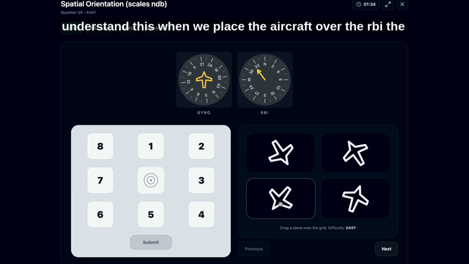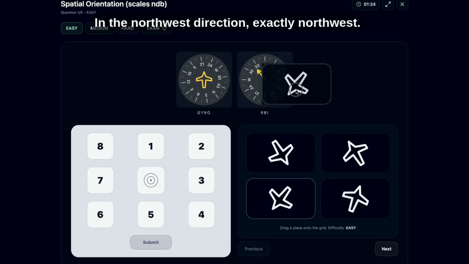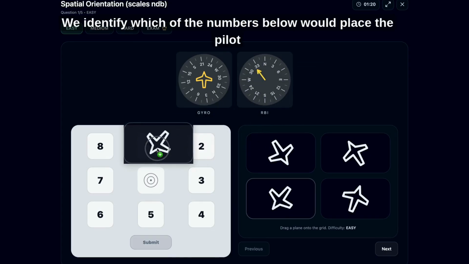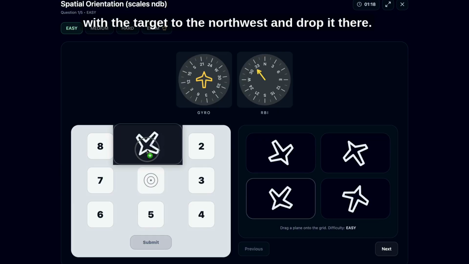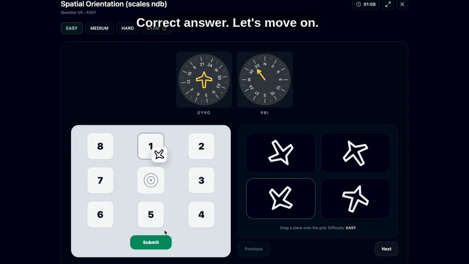To understand this, when we place the aircraft over the RBI, the pilot will see the target in the northwest direction, exactly northwest. We identify which of the numbers below would place the pilot with the target to the northwest and drop it there. As you can see, when we place it on number 1, if you were the pilot, the target is to the northwest. Correct answer, let's move on.